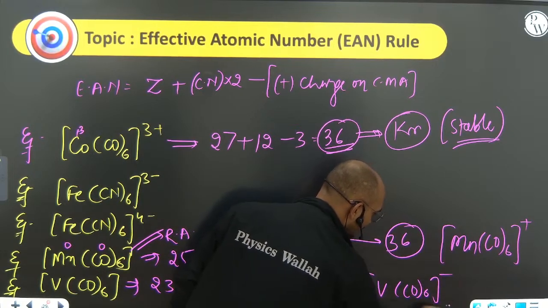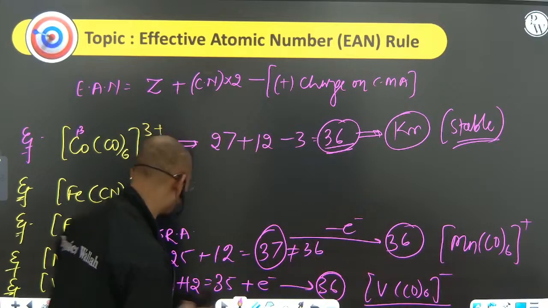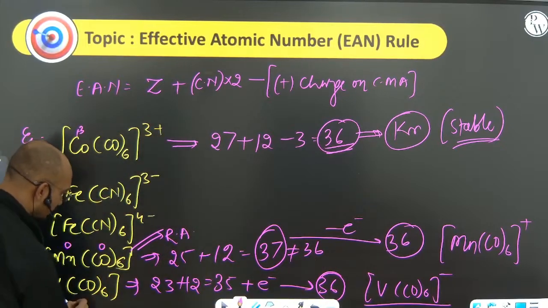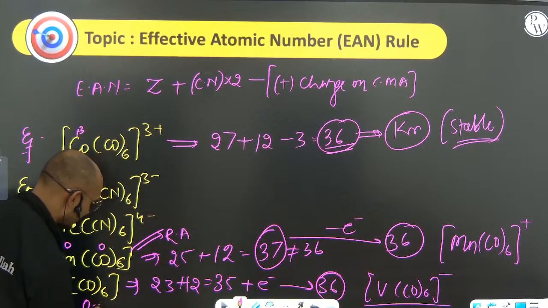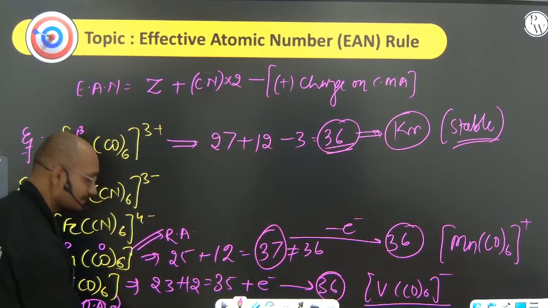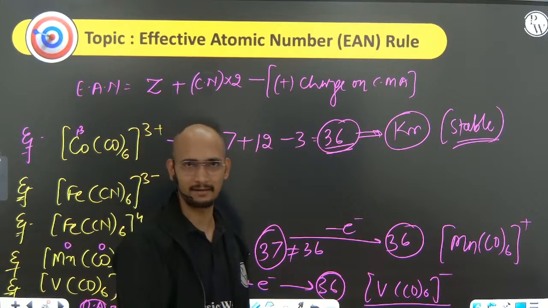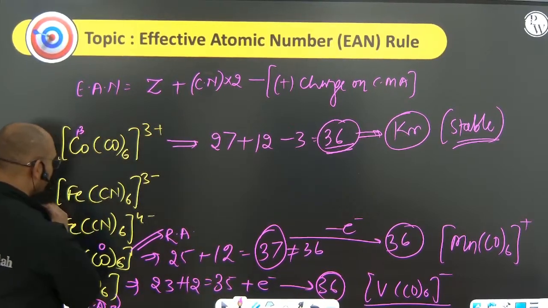[V(CO)6]-. So for converting into it, it will have to take an electron. After taking an electron, it gets reduced, so it is acting as an oxidizing agent. So a question may also come like that. Now you can find out as homework.